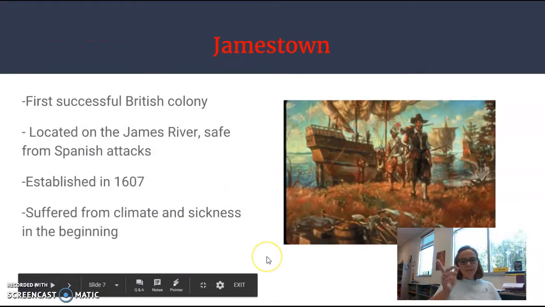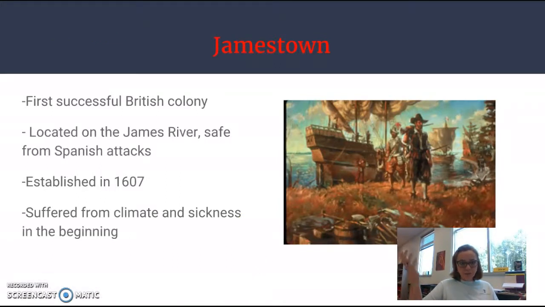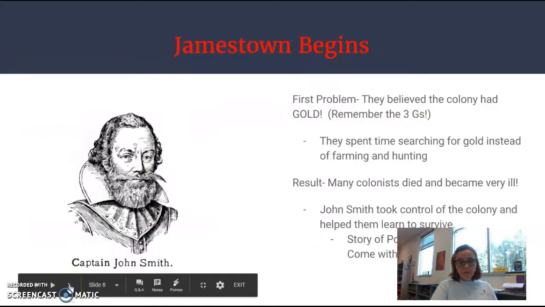All right, Jamestown. Jamestown is the first successful British colony. They made it in Jamestown. That's very important. It's located on the James River, which they believed would be safe from Spanish attacks. It was established in 1607. It was not immediately a successful colonization attempt. They suffered from the climate. It was a lot different than it was in London, where most of the colonizers came from, and they had a lot of sickness on the way there in the ships. When they got to the Americas, there was quite a bit of sickness, and they suffered greatly under that sickness.